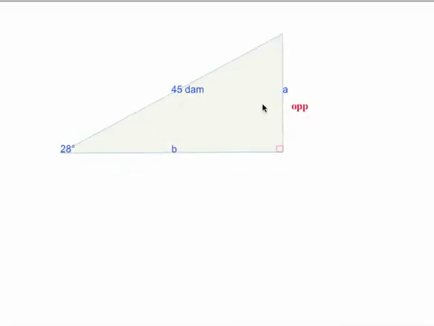All right, so knowing that this is our angle that we're looking at, this is the opposite to the angle, and this is the hypotenuse, so that leaves the B side as being the adjacent. All right, and we can figure out the opposite side by using the sine ratio, opposite over hypotenuse. The sine of 28 degrees is the opposite over hypotenuse, okay, for this angle.